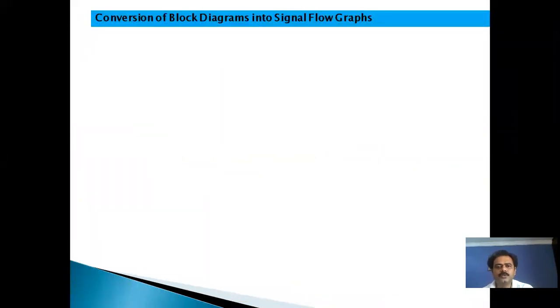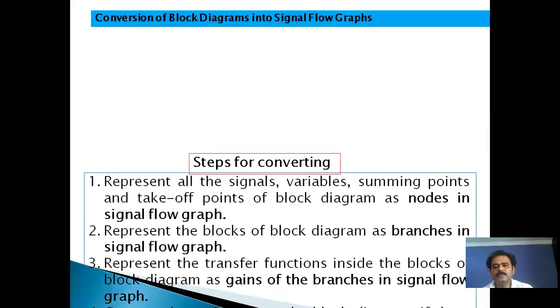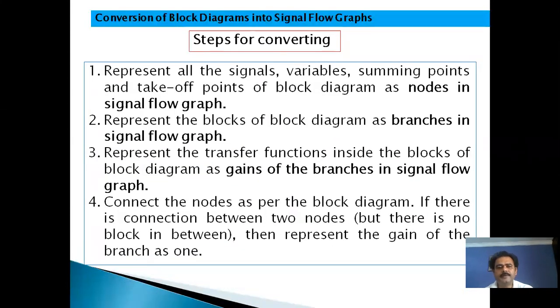And also conversion of block diagram from the signal flow. So these are the steps involved. The first we have to represent the variables. Okay, first we have to identify all the junctions, takeoff points, summing points, and all the branches. Okay, they are represented as nodes for the signal flow graph, and the next representation of blocks of block diagram as branches. So each and every block is next converted into branches.